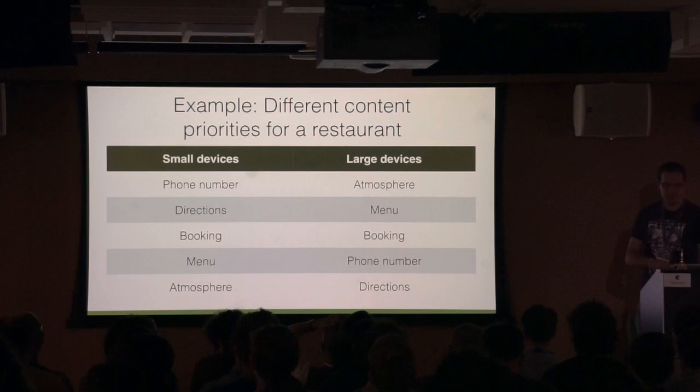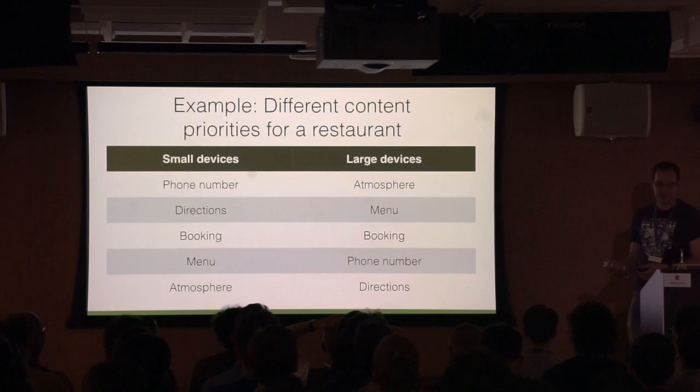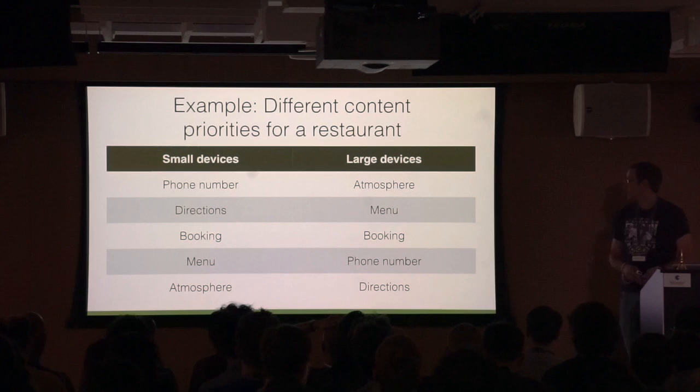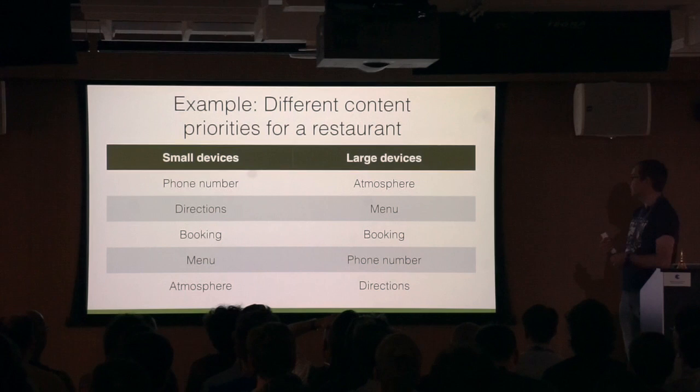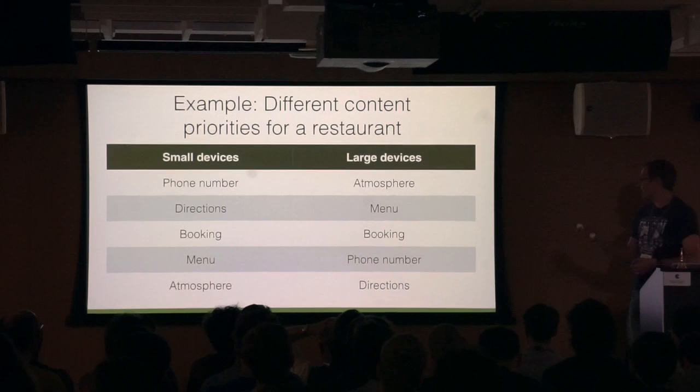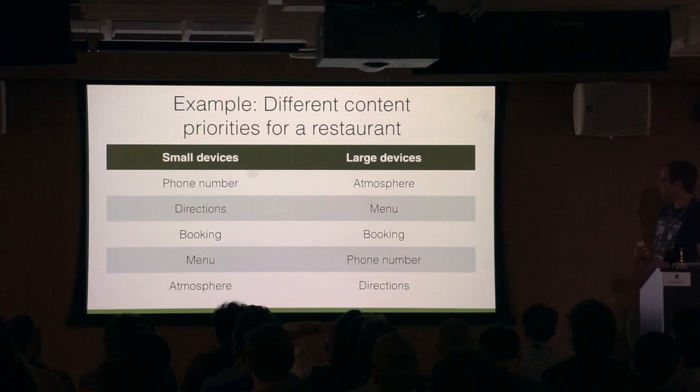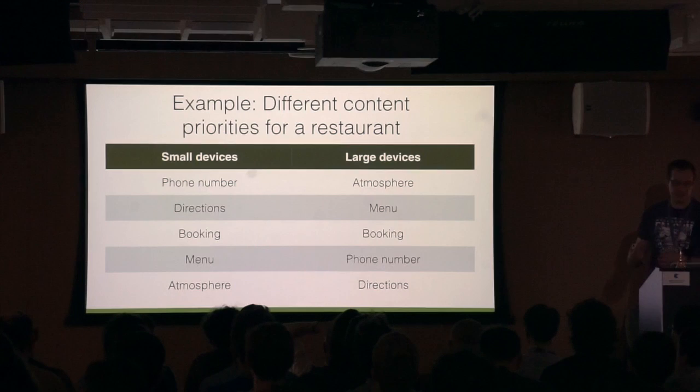With the example of restaurants, we don't want to provide a cut-down site, but a full-featured site with shifting content priorities. So on our small devices, if you're looking up a restaurant, you want to know the phone number so you can call up and find out details. You also might want to get directions so you can actually get to the restaurant. So you might be wanting to find a restaurant nearby and get a coffee. You might want to make a booking, and then the menu and atmosphere come after that, because you're more likely to be doing something immediate.